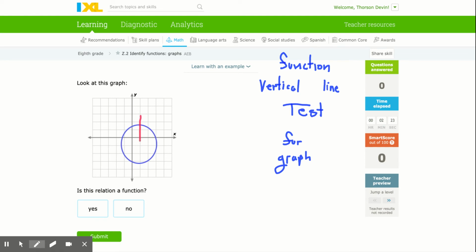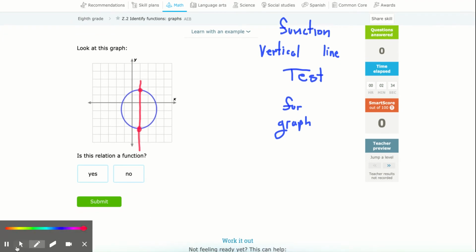it ever touches the graph in more than one spot, so it touched right here, and it touched right here. That vertical red line touched in two places. It is not a function.